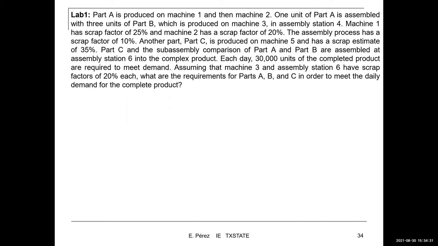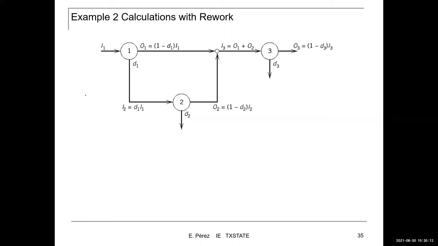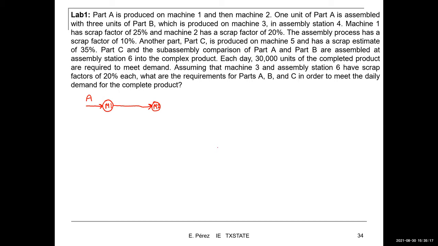We start by looking at part A, which is produced on machine one, and then it has to go to machine number two. And one unit of part A is assembled with three units of part B. So right there, you have a connection: machine one and machine two, and the process here that goes to machine two. This is part type A. One unit of part type A is assembled with three units of part B, which is produced on machine three. So we have a separate machine, I'm going to call it M3.